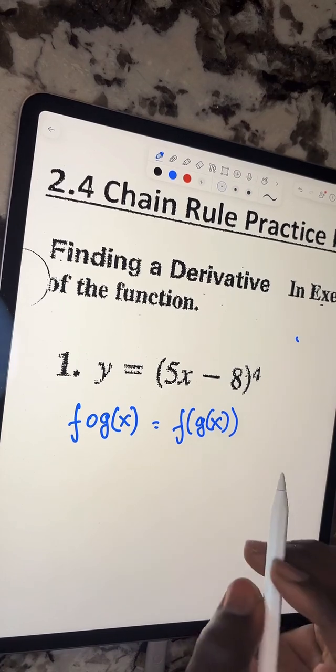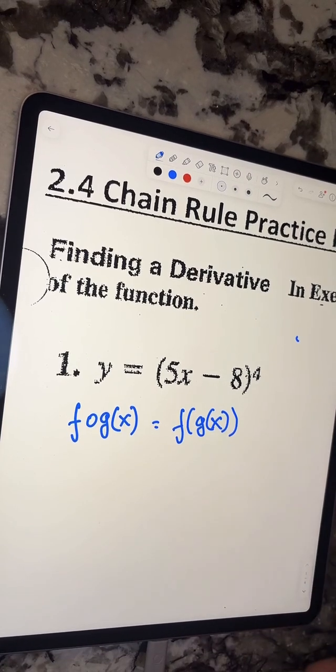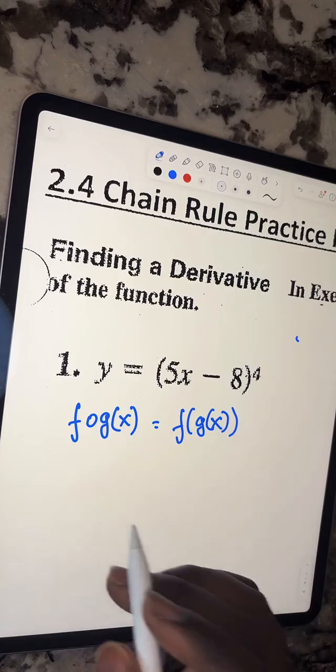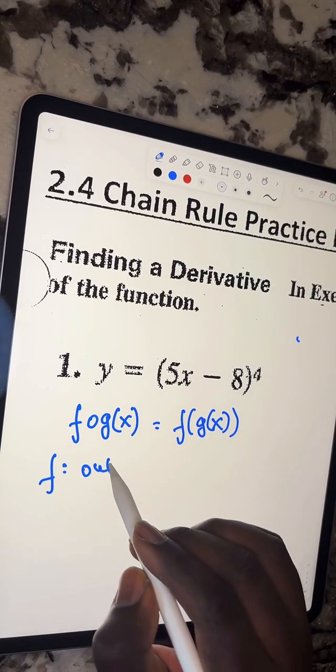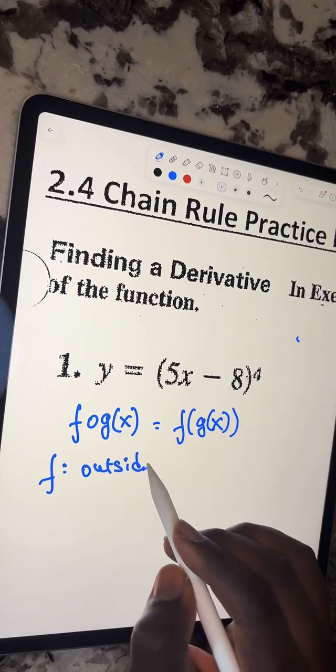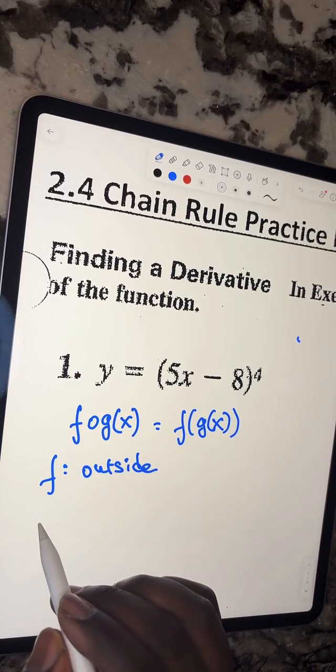So this is when we'll be using the chain rule, when you have a composite function. All right, so I want to define this. I'm going to let f be the outside function. So f is going to be the outside.